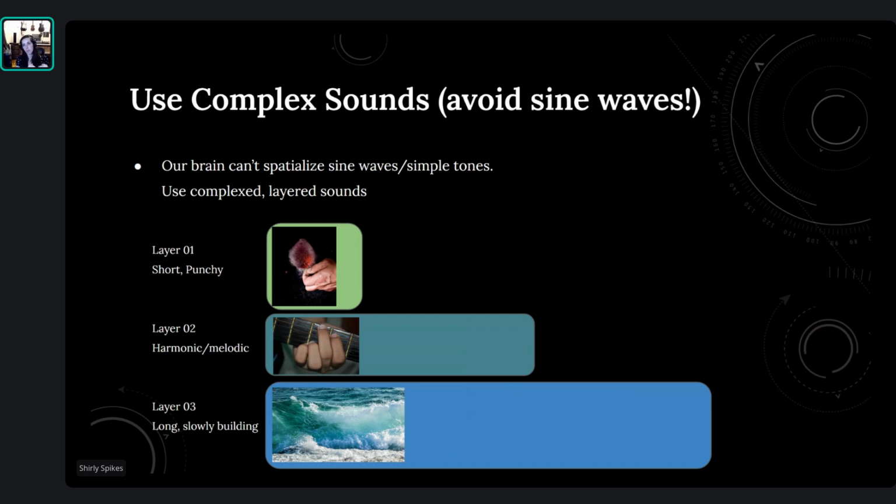So usually I go with at least three layers. Some sound designers go even to five or six layers.